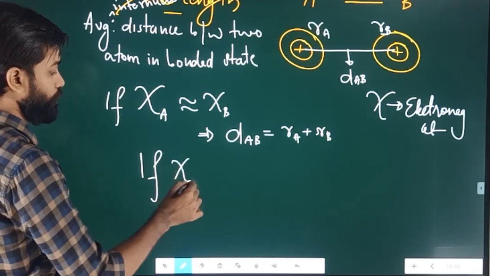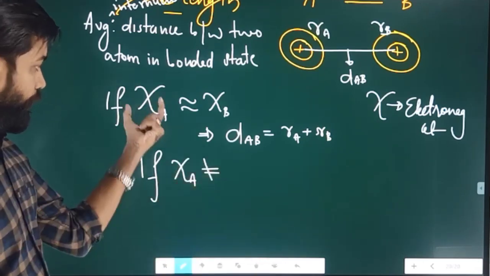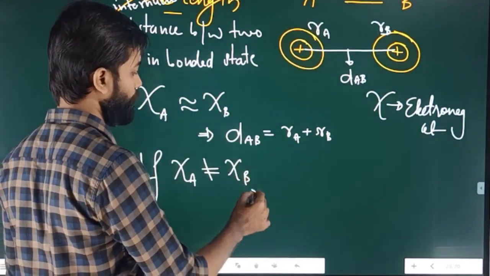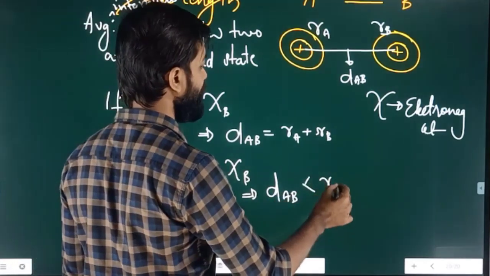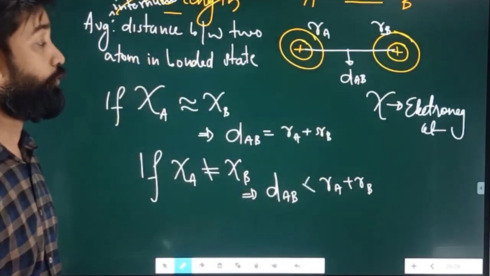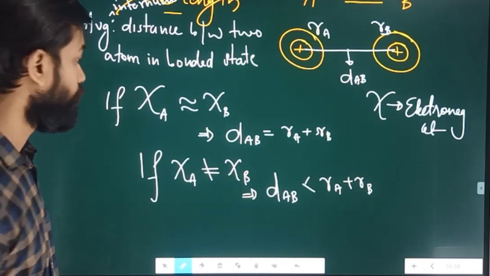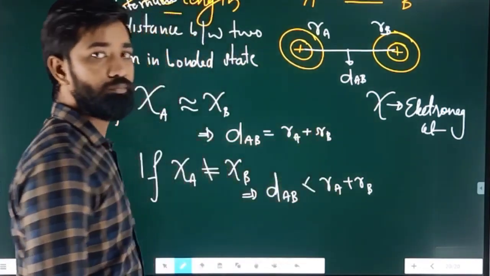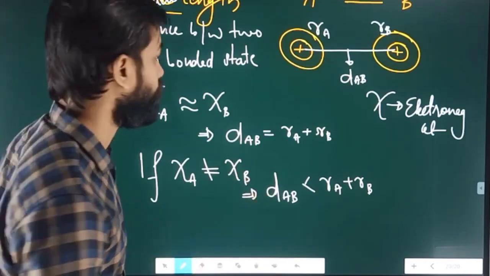Or if the electronegativity of A, chi A, and the electronegativity of B, chi B, are not equal, then the bond length will be less than the sum of the radii of the two atoms. So if there is an electronegativity difference, the bond will be closer. There will be a pull towards the more electronegative atom.